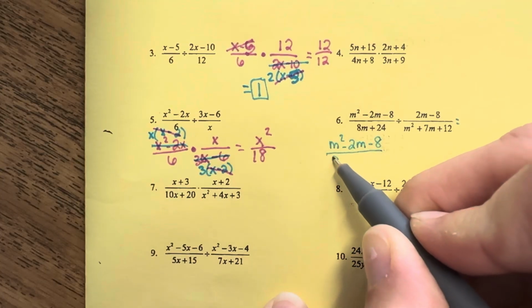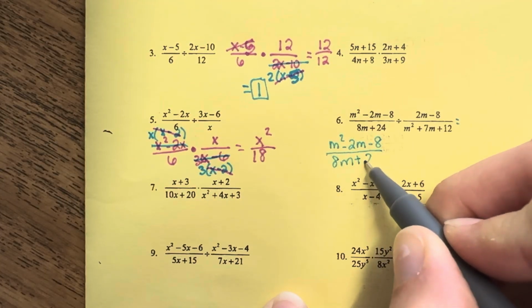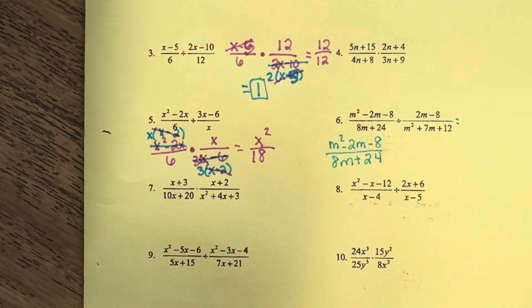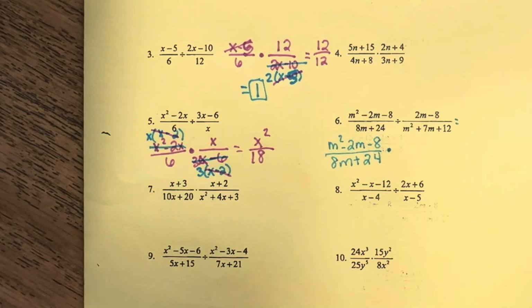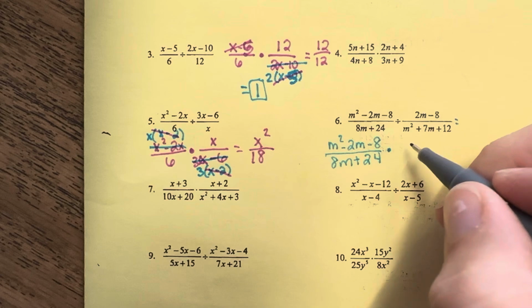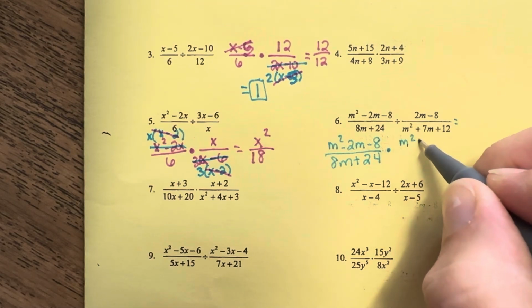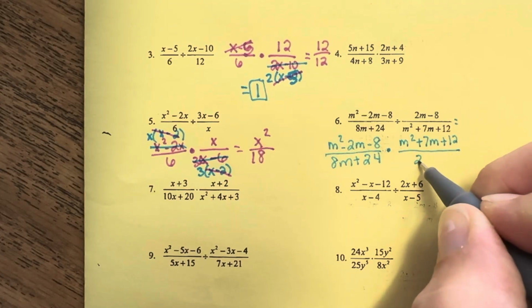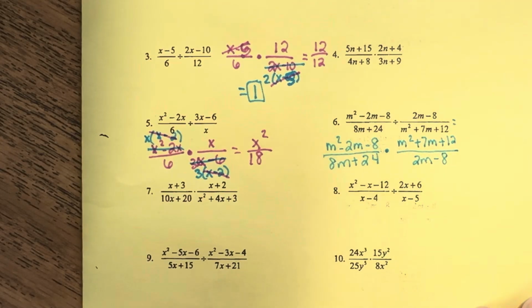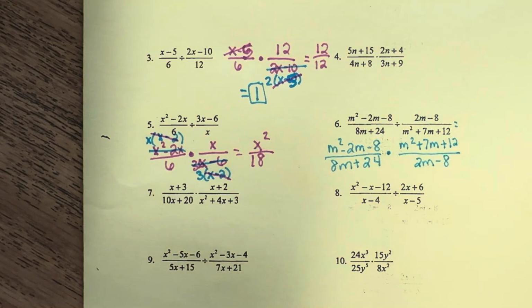Now, if you want to go ahead and factor that when you bring it down, you can, but I'm going to kind of do it separate. So we keep the first one the same. We change division to multiplication, and then we're going to flip that second fraction. So first fraction stays the same, division goes to multiplication, second fraction flips. So that looks like this. Everything on the bottom comes to the top, everything on the top goes to the bottom.